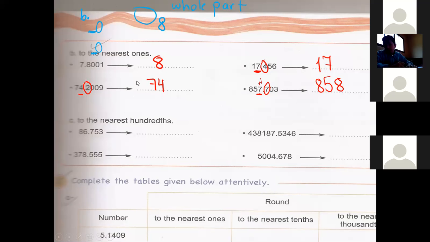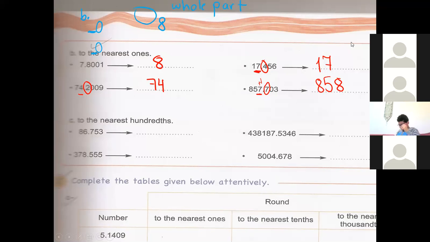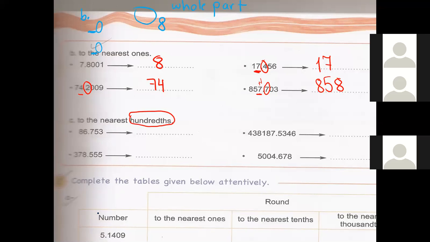Zahra Abdelrida. Yes, teacher. Round to the nearest hundredth. Which digit is the hundredth digit? We are looking in the whole part or in the decimal part? In the decimal part. In the decimal part we have 7, 5 and 3. Which digit is the hundredth? The 5. We underline five.